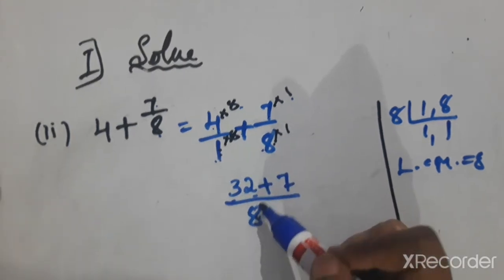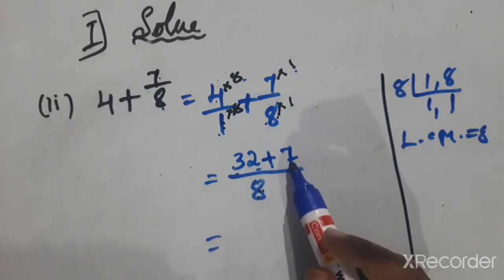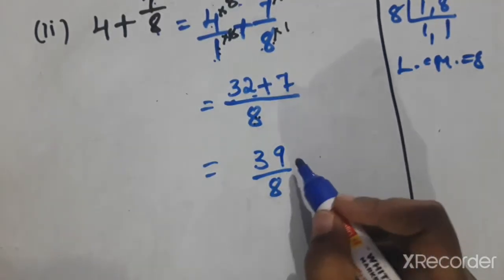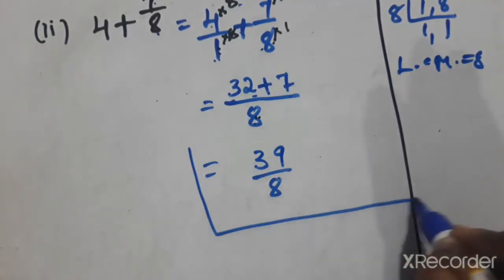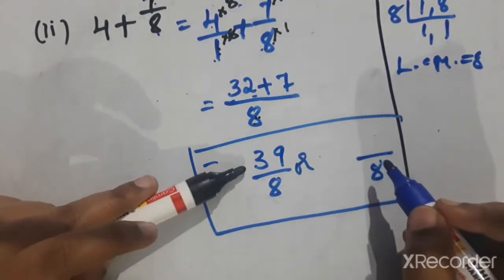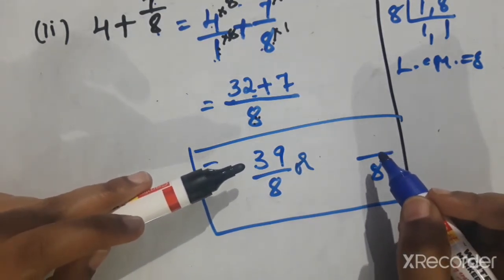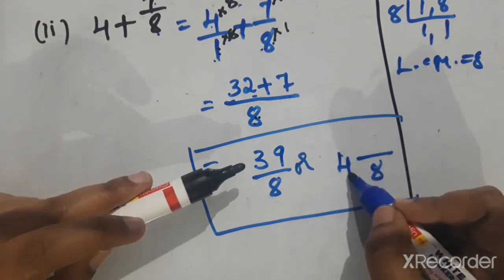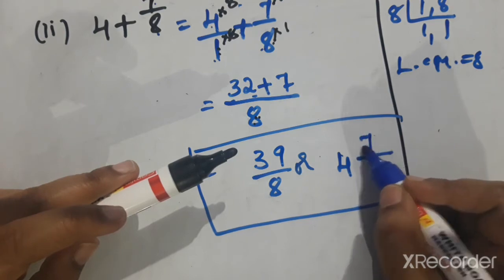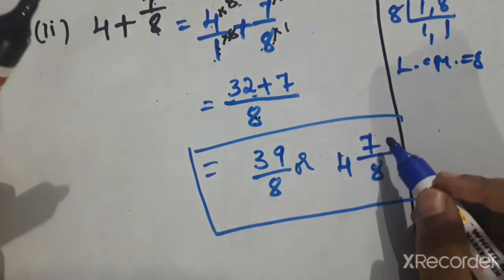We already wrote that. Now 32 plus 7 is 39 by 8. Or we can convert this into a mixed fraction. So 8 times how much is nearest to 39? 8 fours are 32. 32 plus 7. So the answer is 39 by 8 or 4 and 7 by 8.